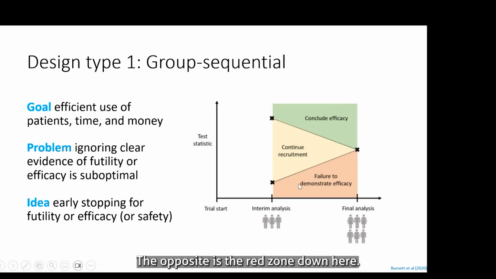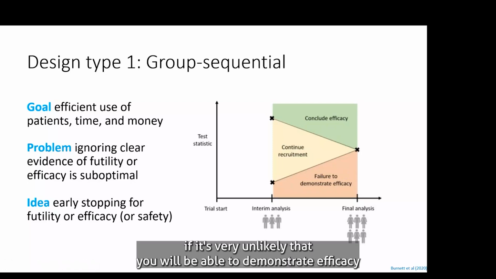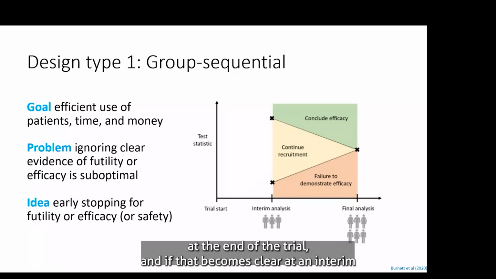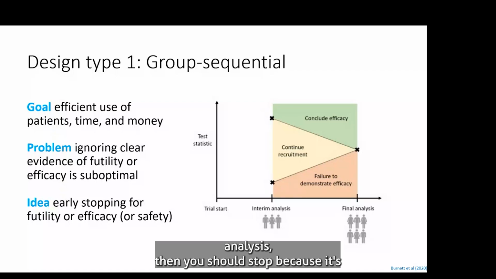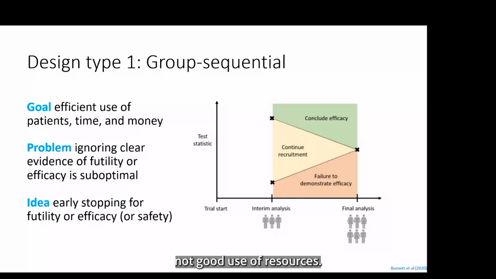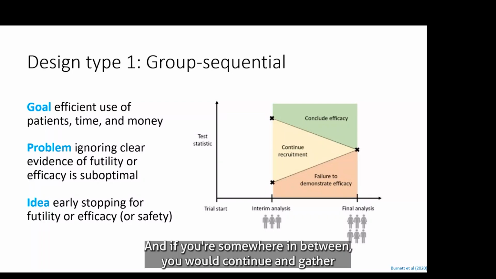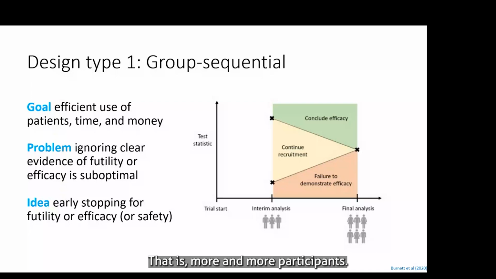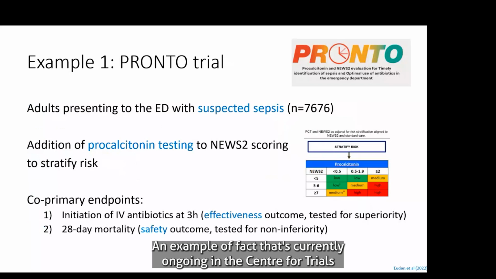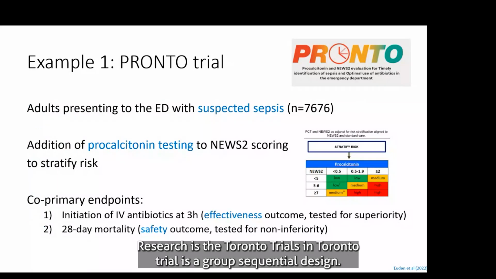The opposite is the red zone down here. So if it's very unlikely that you will be able to demonstrate efficacy at the end of the trial, and if that becomes clear at an interim analysis, then you should stop, because it's not good use of resources, and it's also probably unethical to continue. And if you're somewhere in between, you would continue and gather more information, that is more participants. An example of that that's currently ongoing in the Centre for Trials Research is the Pronto trial.